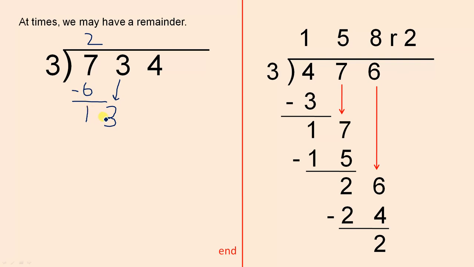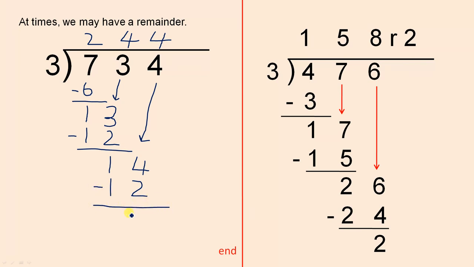3 divided into 13 goes 4 times because 3 fours are 12. We put the 4 there. 4 times 3 is 12. There we go. So we do the line. We do the subtraction to find the remainder. 13 take away 12 is 1. We bring down the 4. So now we have 14. 3 divided into 14 goes 4 times because 3 fours are 12. So we do that. Now we do the subtraction, and this gives us a remainder of 2. So the way we do it is, the answer is 244 with a remainder of 2. So there's an example where we have a remainder.